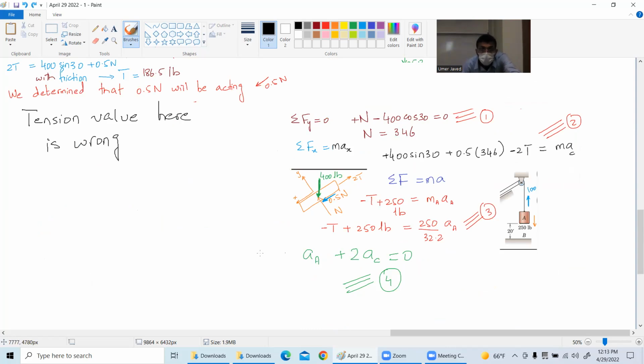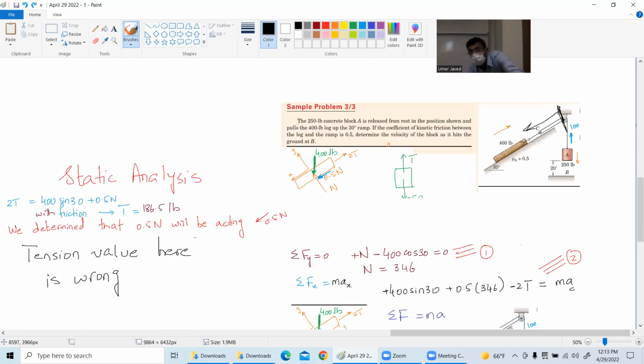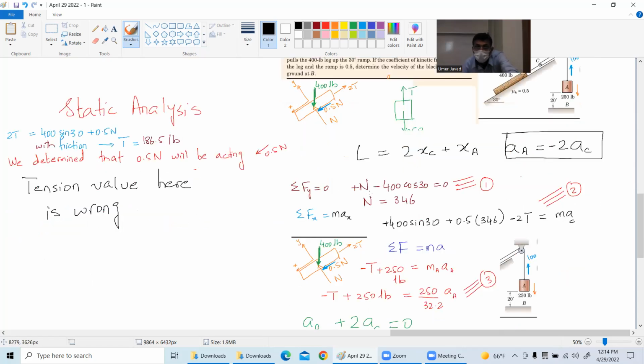Now, last but not least, I have to explain AA plus 2AC equal to 0. Well, that is easy because the total length of the rope, if you remember, is equal to 2xc plus xa. So your L is equal to 2xc, or sc if you want to call it, whatever, plus xa. So this is how you got AA equal to negative 2AC.